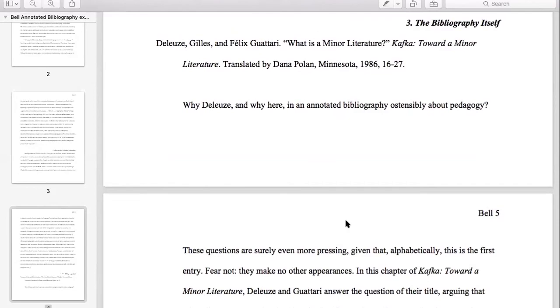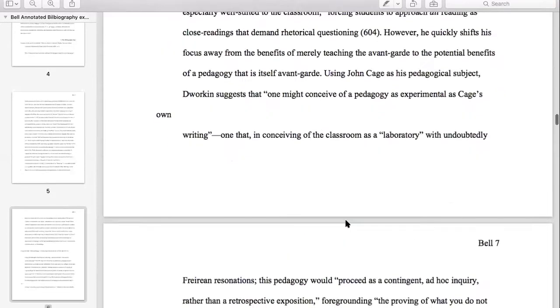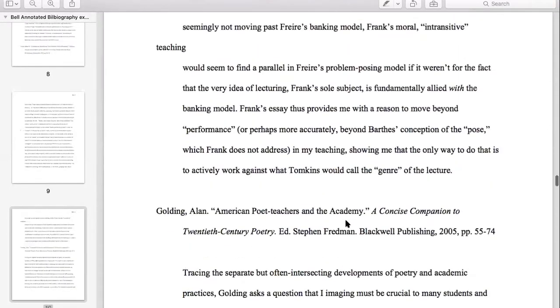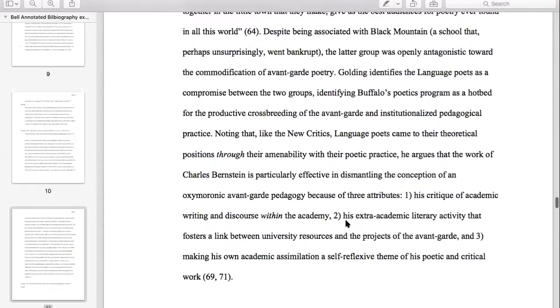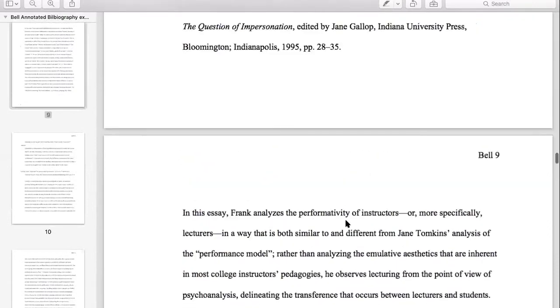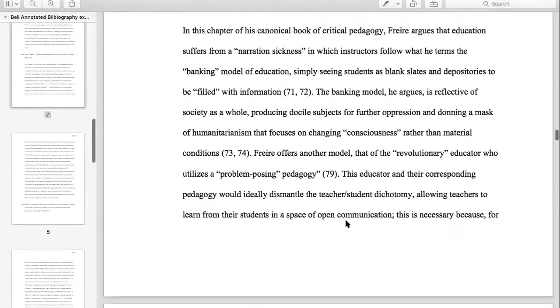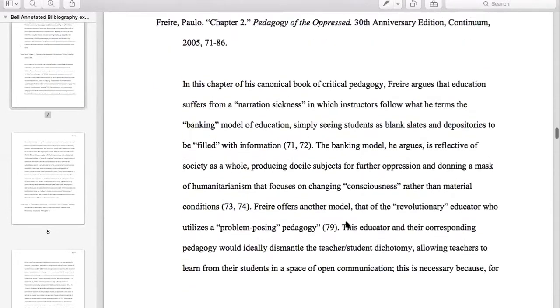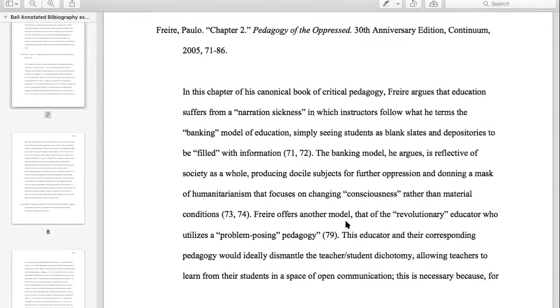But if we look at the bibliography itself, right, these entries might be a little longer than your entries might be, and that's okay. But let's look at one of them and what I do with it. Let's start here. So you'll notice I have the entry itself, right? Freire, chapter 2. It follows MLA, whatever. But then I start to talk about it.